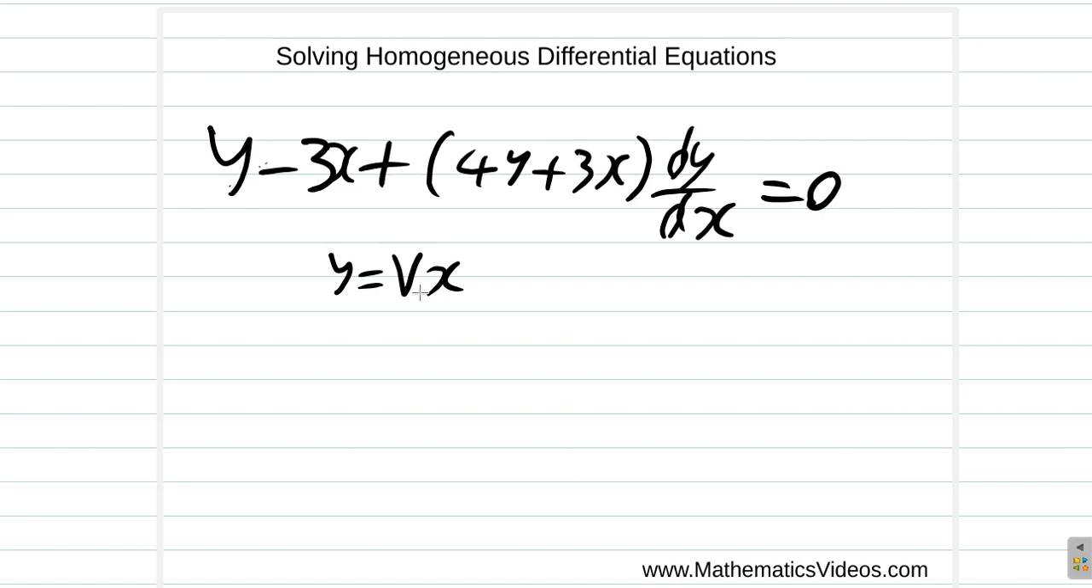Then you separate the variables x and v, because you won't have any y's. After you do your integration, then you change v back to y and x. It's going to be v equal y over x.